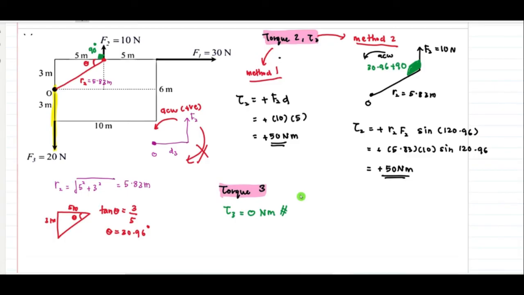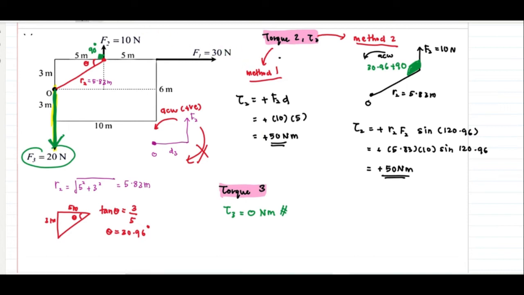So no turning effect. Okay, for the third force, if we draw the line of force F3 and try to extend it, we can see it is exerted on the pivot. Okay, so the direction is downward, so torque 3 is equal to 0.